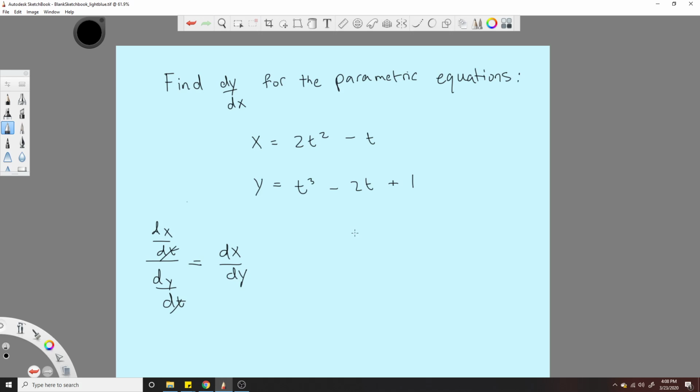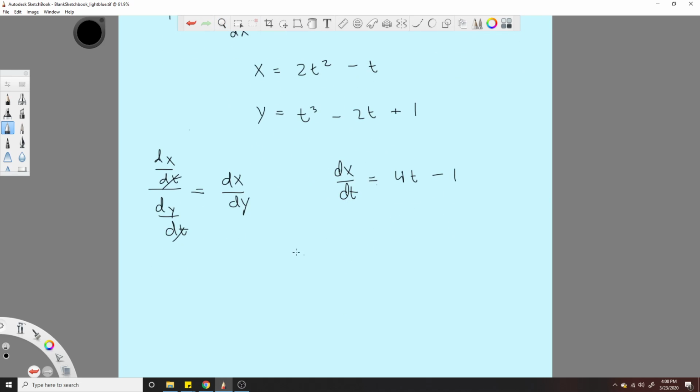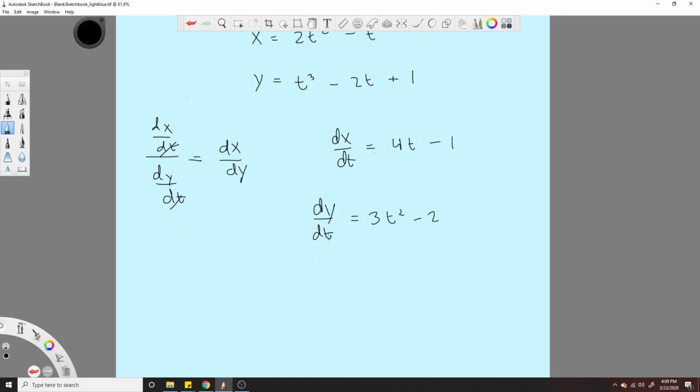So let's get started. Now that we know what we need, we're going to go ahead and get dx/dt. And these are simple one variable derivatives. You would multiply by 2, drop down the exponent, and this will become a 1 because the coefficient's 1. Now dy/dt. This exponent will come down, become a 3. This t will drop out, it'll become a 2, and that 1 will become a 0. So now you have your dy/dt, and you have your dx/dt.